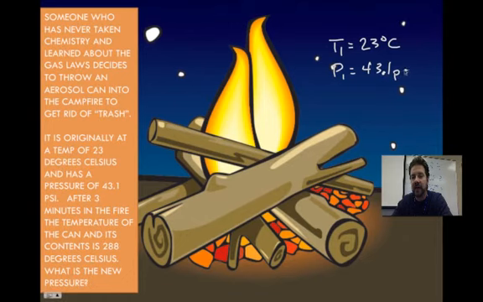There we go, PSI. Our second temp, which is given, rises up to 288 degrees Celsius. And the question is, what is the new pressure? So P2 is going to be unknown. Just like Boyle's law and Charles' law, we have 3 out of the 4 variables, which means we can always solve for the 4th.